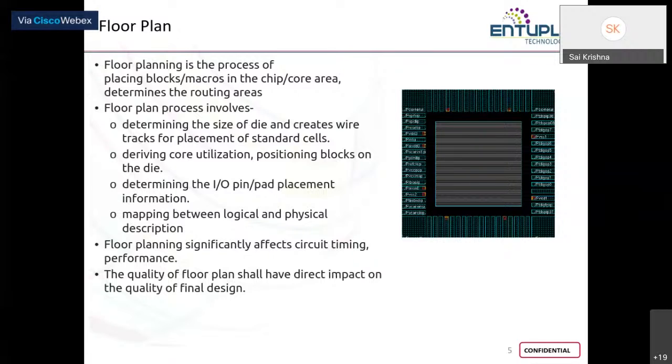both for your timing as well as it has a direct impact on the quality of your final design, because the way you do your floor plan affects your power planning and placement affects your CTS, clock tree synthesis, and placement and CTS together will affect you during your routing. So each step is interlinked, and so we have to make sure that everything is perfectly in line and clear of any violations.